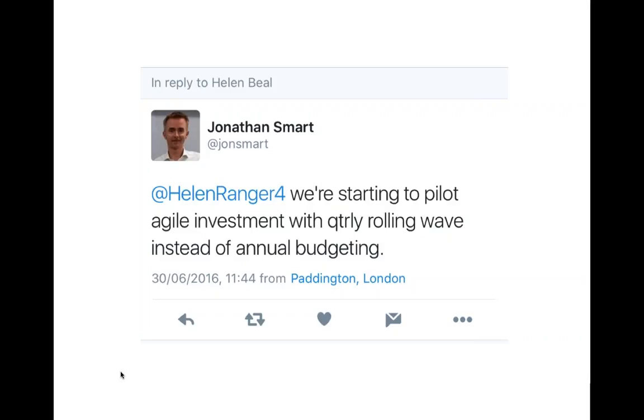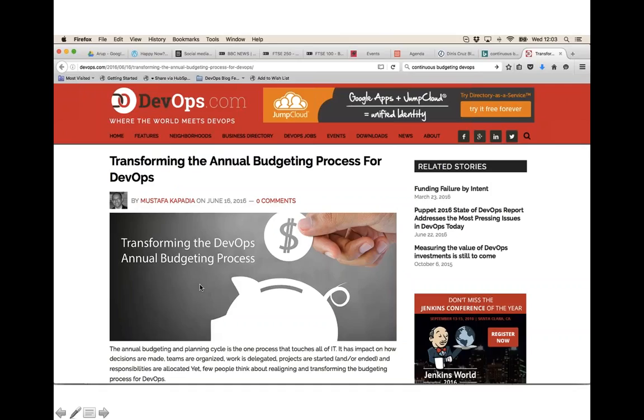So I asked him on Twitter if he was also managing to support that change by financing or funding in an agile or continuous manner. And this was his response: we're starting to pilot agile investment with quarterly rolling wave instead of annual budgeting. So this was really interesting to me. It showed a very large enterprise bank in the UK actually understanding that this is the way that finance may need to change to support the way that we're working when we are delivering agile projects.